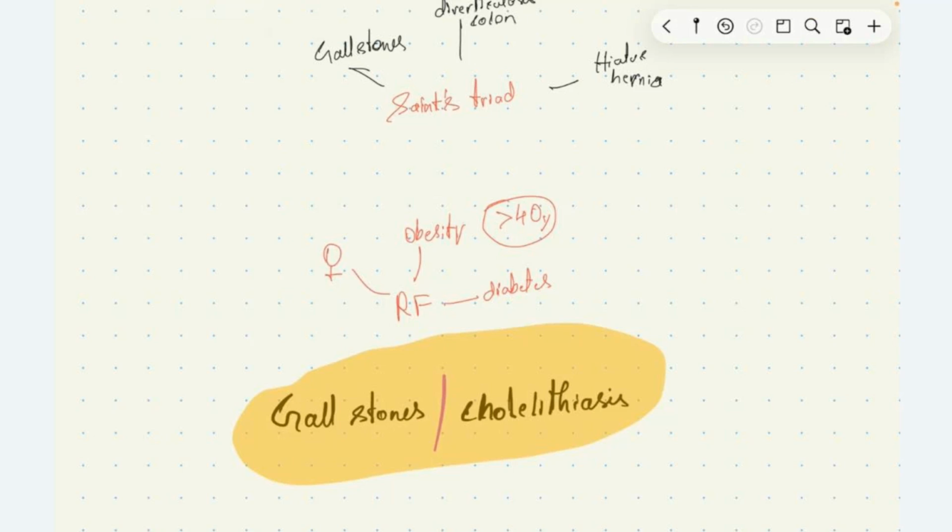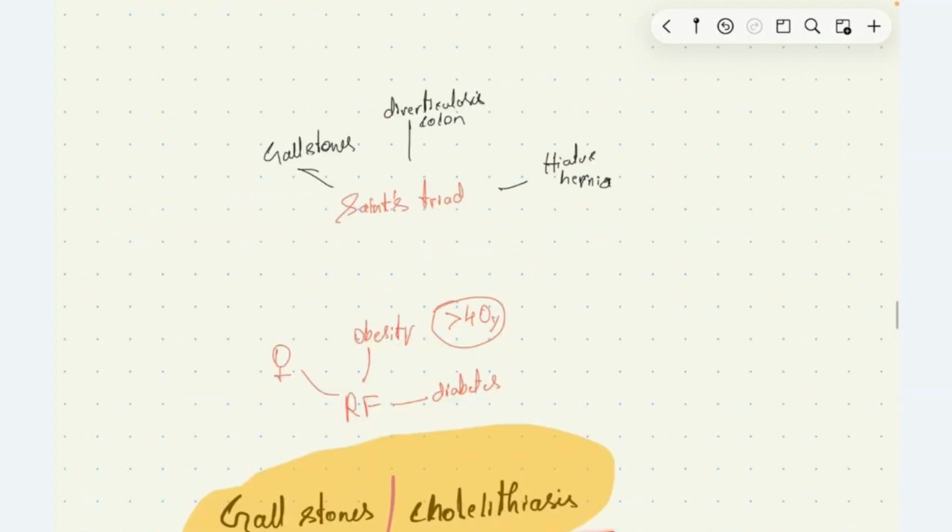Gallstones or cholelithiasis is most common in fat, female, fertile, 40-year-old patients. Female patients have an increased risk of developing gallstones, and obese females have more risk. Age more than 40 years is a risk factor for gallstones. Diabetes mellitus, due to dyslipidemia, also increases the risk of developing gallstones or cholelithiasis.